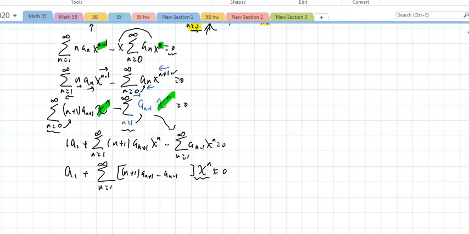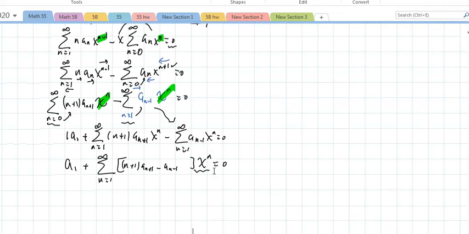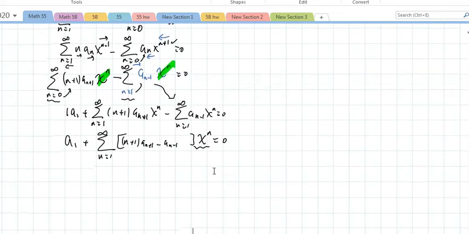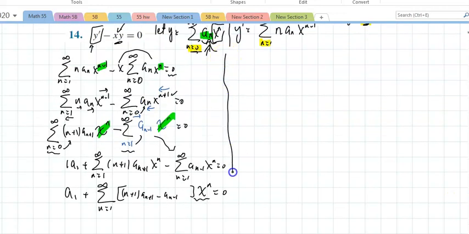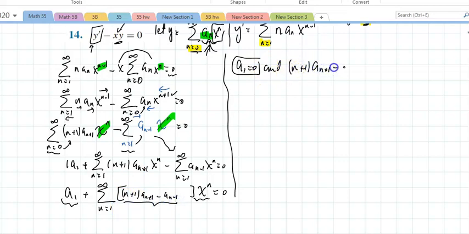So the way this works, I need to get a 0, I need a few things to happen. One, I need a sub 1 to equal 0. That's how I can get it to be 0. And on top of that, I need n plus 1, a sub n plus 1 minus a sub n minus 1 to equal 0. And if I solve that for a sub n plus 1, I'll get a recursive formula stating that a sub n plus 1 equal, move that to the right, a sub n minus 1 divided by n plus 1.